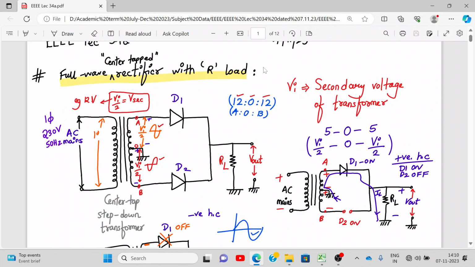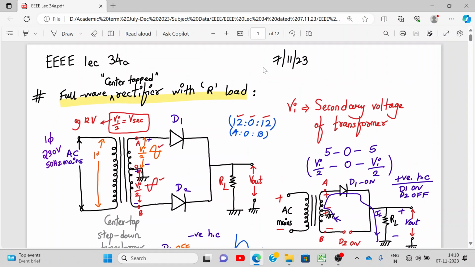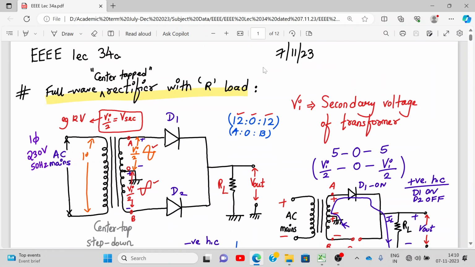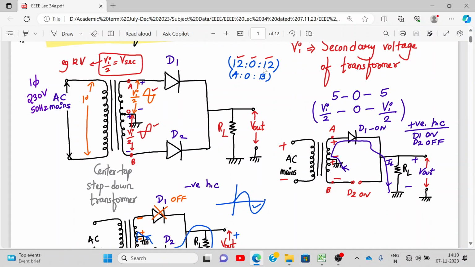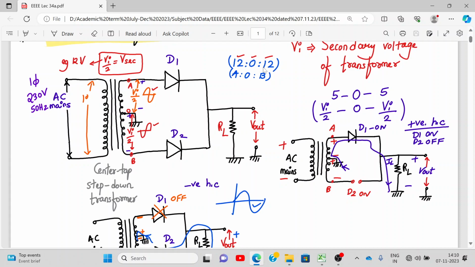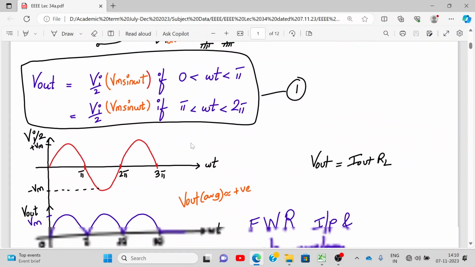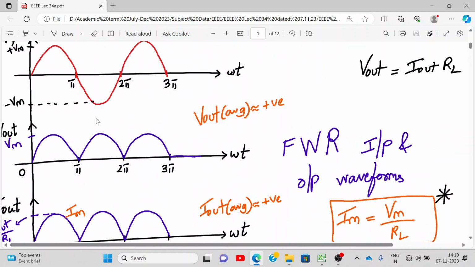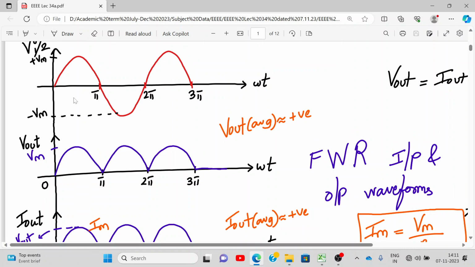Okay, so last time we started with the full wave center tap rectifier with resistive load, and here is my circuit. Compared to the half wave rectifier, it has two diodes. Each diode works in a particular half cycle and maintains the current direction the same in both half cycles. That is why the output waveform is full wave rectified. That means in both the positive and negative half cycles, we get a positive wave output.